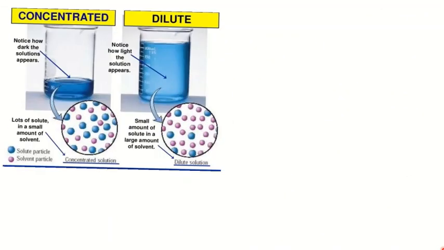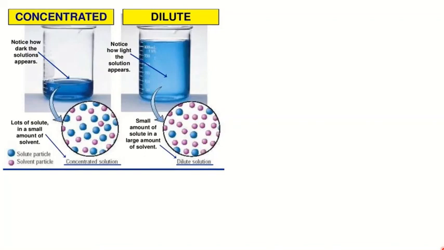Now, solutions are of different types: saturated solution, unsaturated solution, concentrated solution, and dilute solution. Concentrated solution and dilute solution are two comparative descriptions of a solution. In a concentrated solution, less solvent and more solute is needed, and to make a dilute solution, more solvent and less solute is needed.